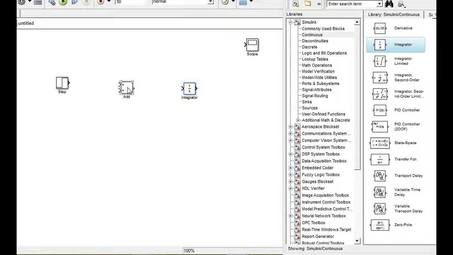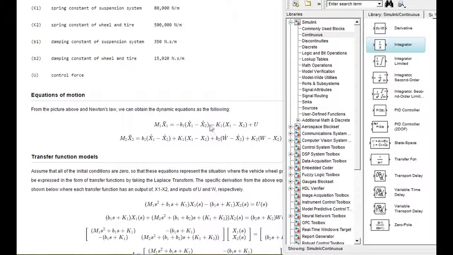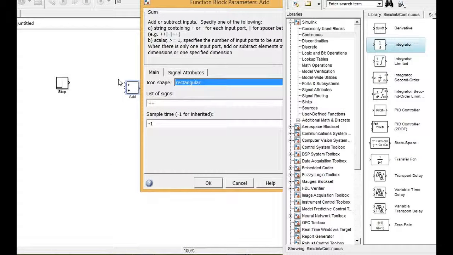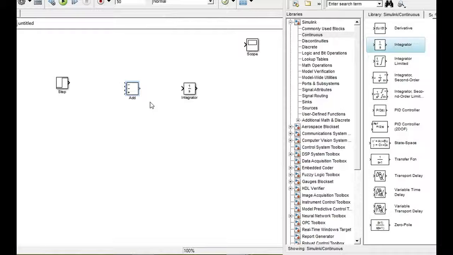And I'll start arranging these things according to the equations. You see we have minus, minus and plus, so we have three symbols which represent addition and subtraction. So I'll have to double click on this add block and just write minus, minus, plus. Okay, you can see the same over here. It is just representing the equation. This is what Simulink is.